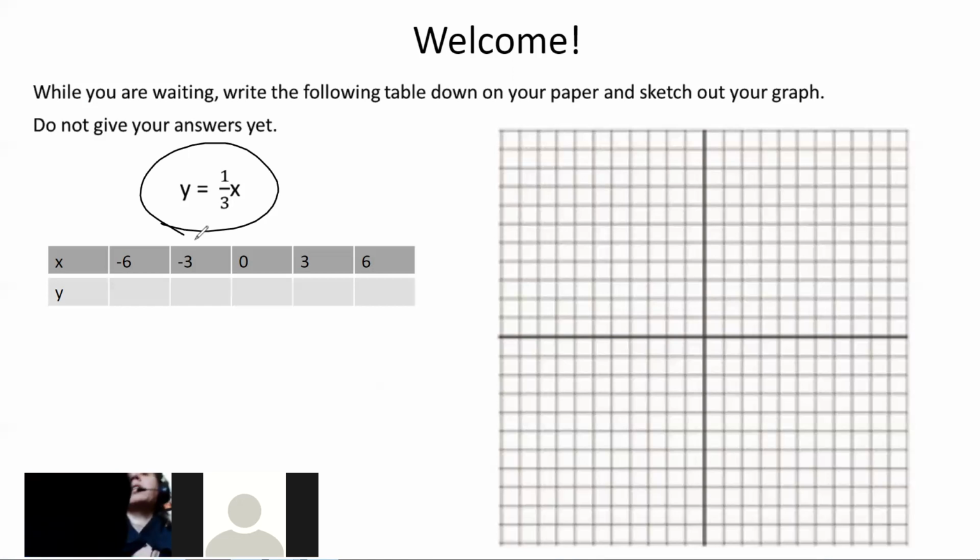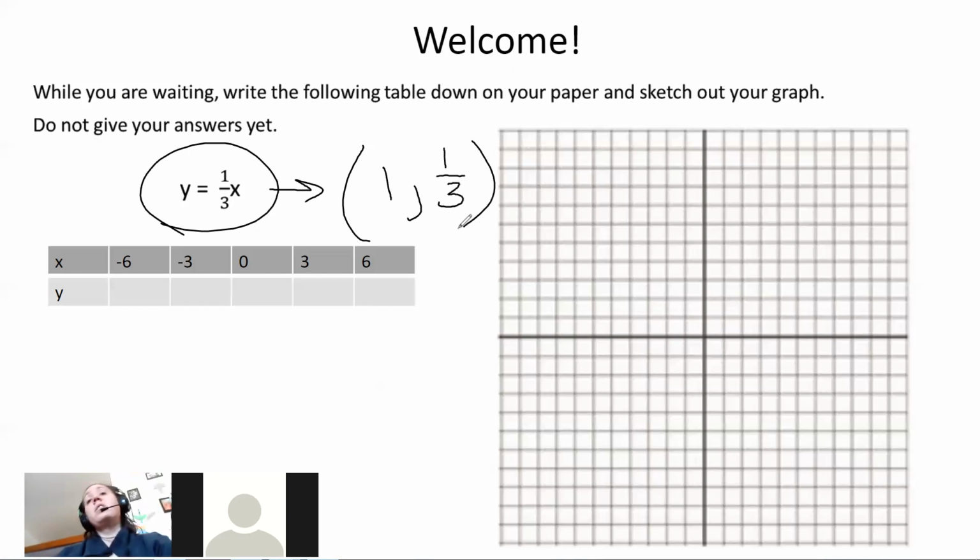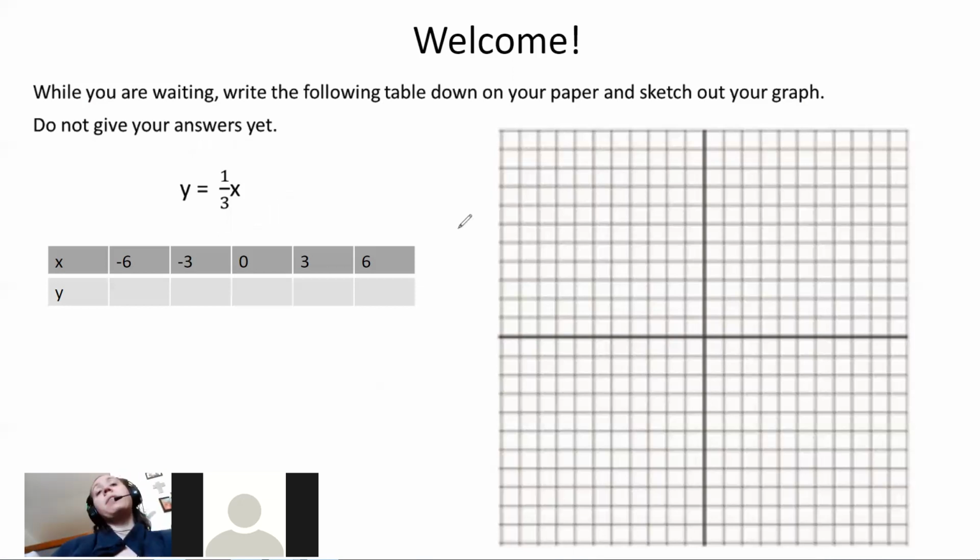Like if I put x equals 1 in there, I'd get y equals 1/2 or 1/3. Why is it kind of tough to graph this? Why would that be tough? Yeah, the grid isn't like that. The grid goes by ones. It doesn't go by fractions. You could do it, but it wouldn't be very accurate. So let's figure this out.